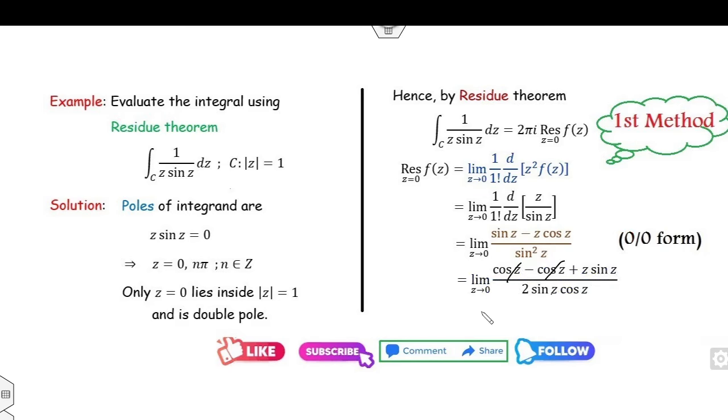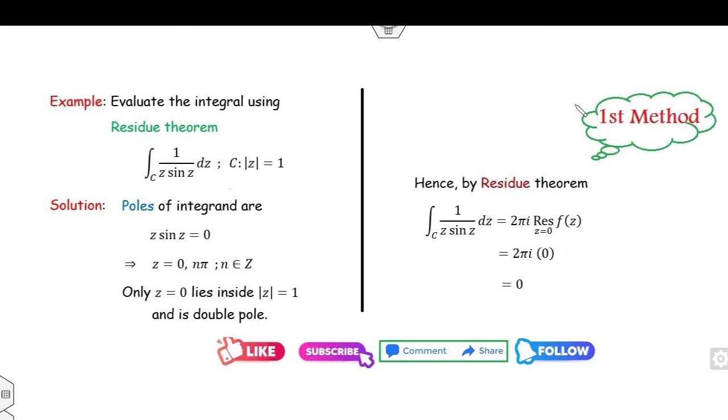Then sine and sine will be cancelled. The remaining term will be z over 2 cos z, and clearly this limit will be 0. Once you find the residue at the point is 0, I can substitute this in the given formula. We will get the answer is 0.